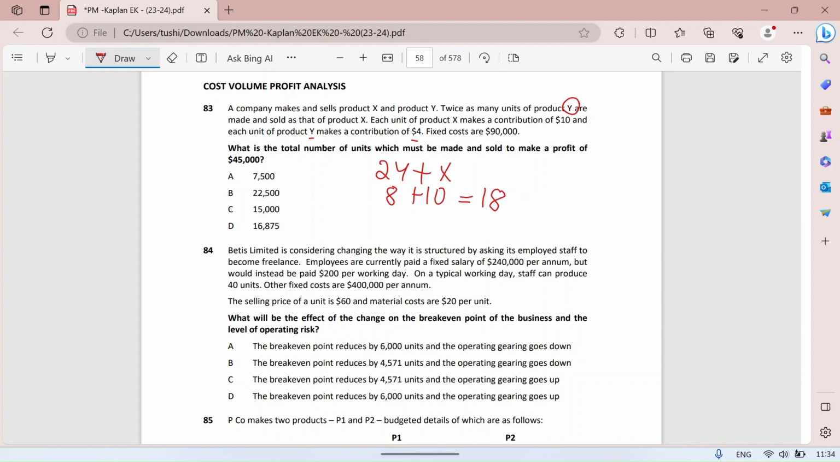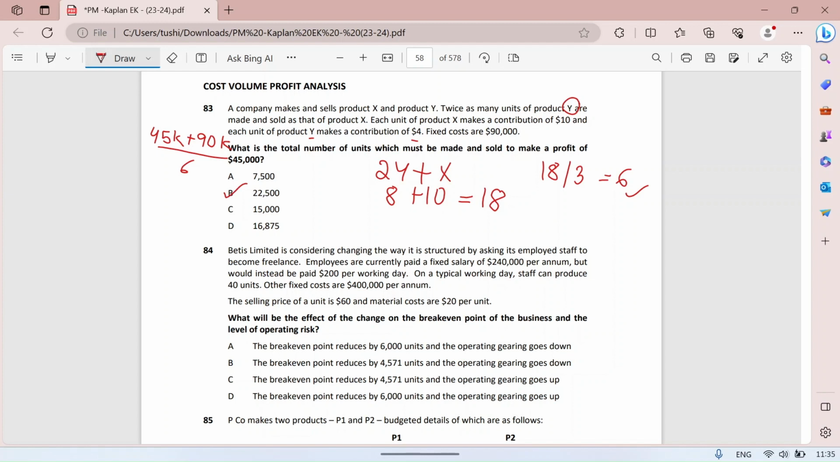So this is the total contribution, and if you weight that out, you have 18 divided by 3 because you are selling 3 units, 2 of Y and 1 of X. So the weighted average contribution that you get here is 6. Now if you want to have this much profit along with covering the fixed costs, you have to cover 45k plus 90k, which are your fixed costs, and you divide that by your weighted average contribution, which we just found out to be 6. So this will give you your answer as 22,500.